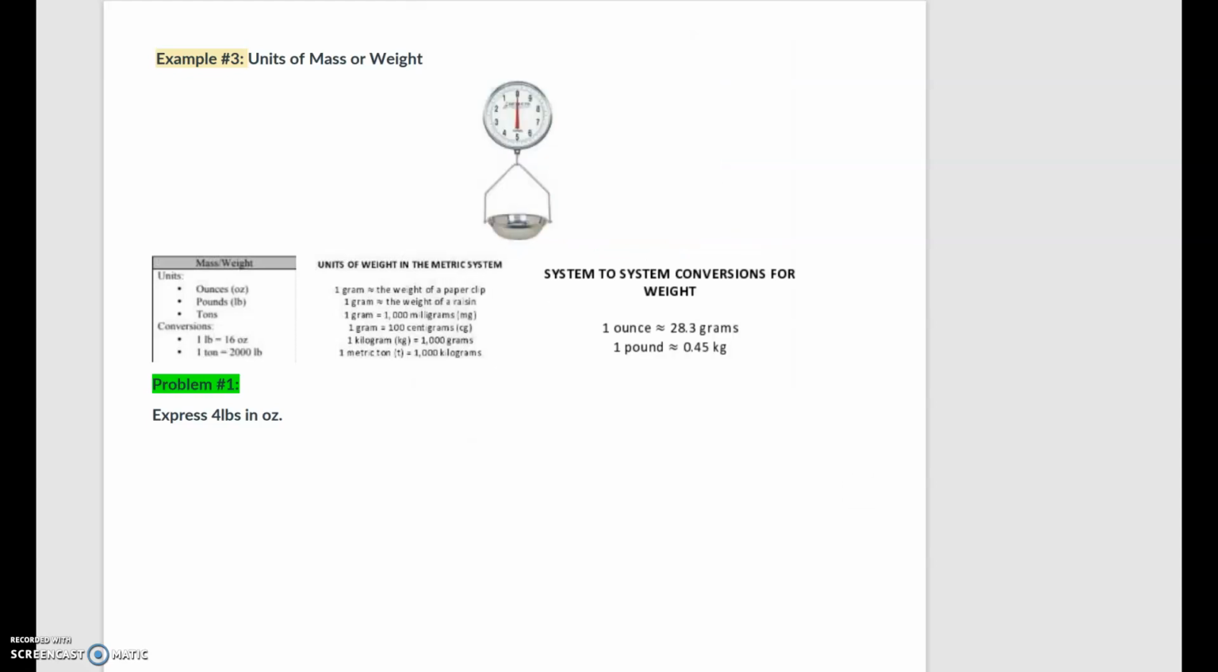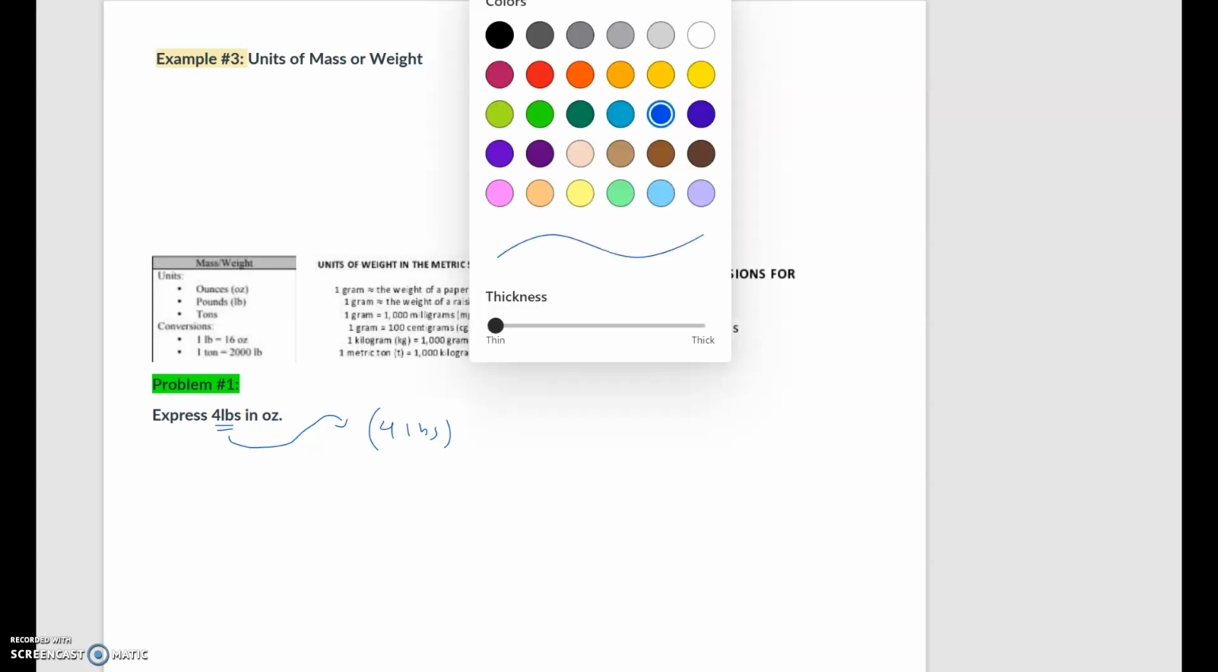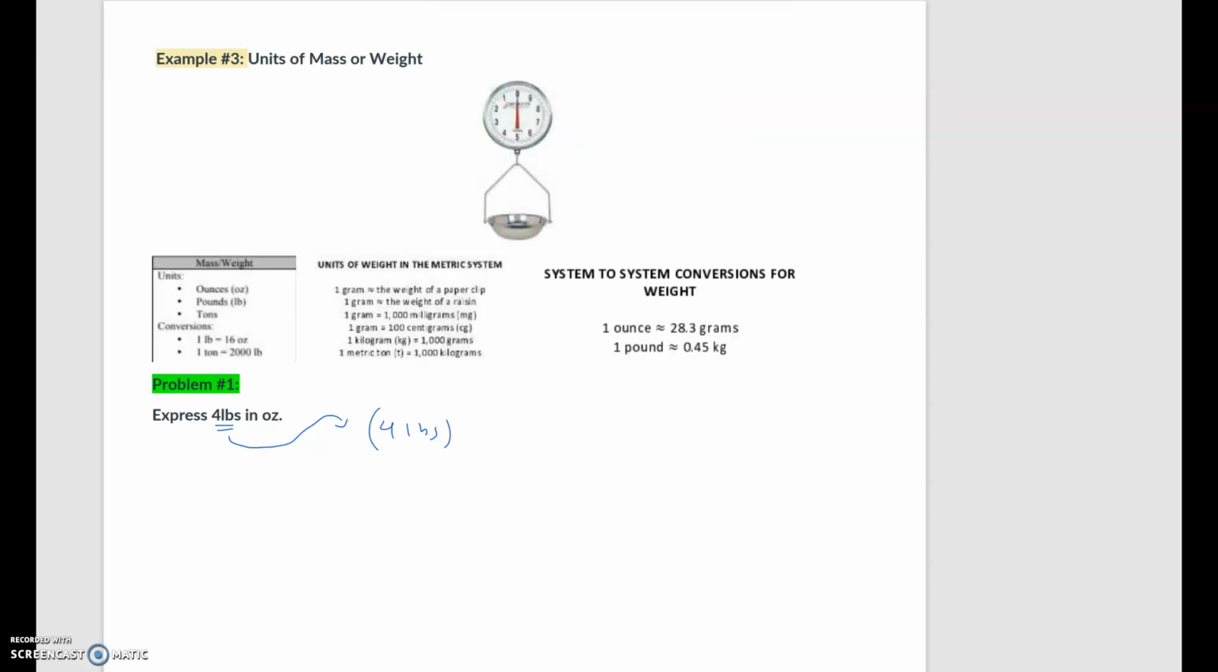Hi class, we're going to take a look at units of mass or weight, and let's take a look at example 1. In example 1, we're talking about pounds to ounces. Let me just start with 4 pounds, and then the conversion is, technically we have it here, so let me just circle it. 1 pound is going to be equivalent to 16 ounces. So let me rewrite it as a proportion. So 1 pound, this will be 16 ounces.